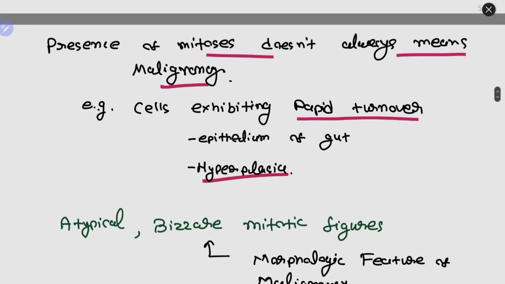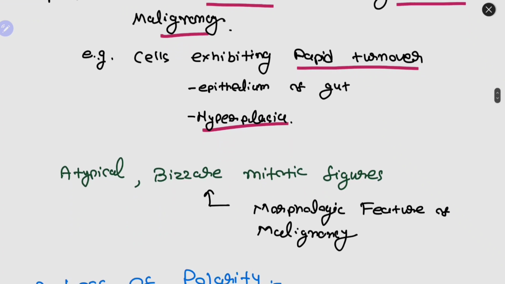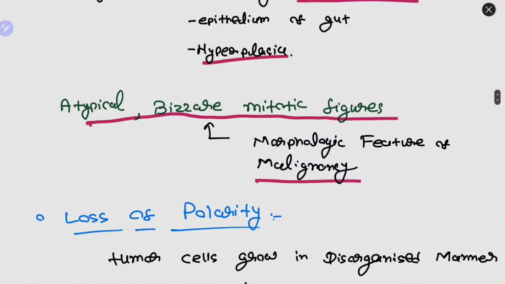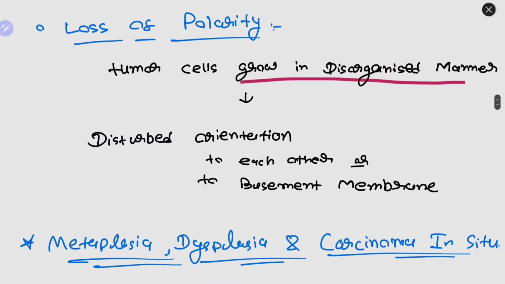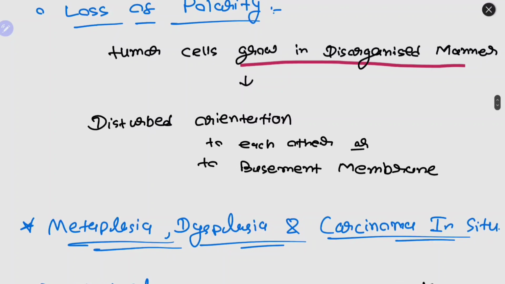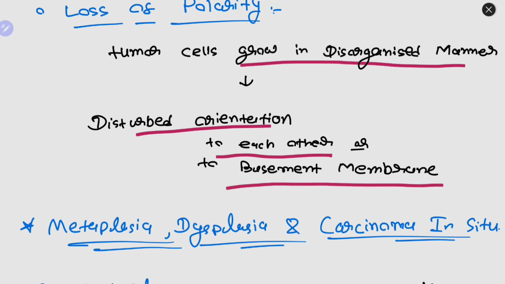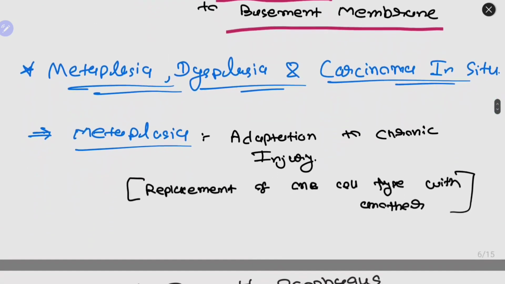Also in hyperplasia, there is increased proliferation of cells, so we can't say it from mitosis alone. But atypical and bizarre mitotic figures are a morphologic feature of malignancy. If atypical and bizarre mitotic figures are seen, we can say that this could be a malignancy. Okay guys, another morphologic feature is loss of polarity. We know that tumor cells grow blindly and in a disorganized manner, so their orientation is disturbed, to each other and to the basement membrane. They just keep growing, and the tumor is a mass of cells.